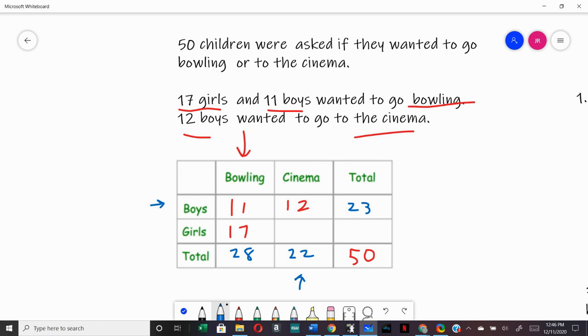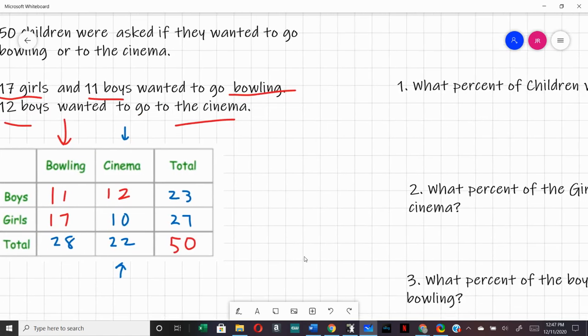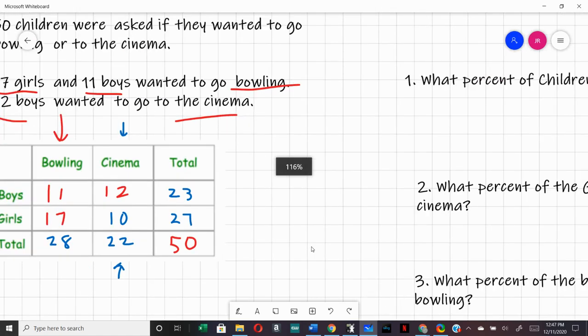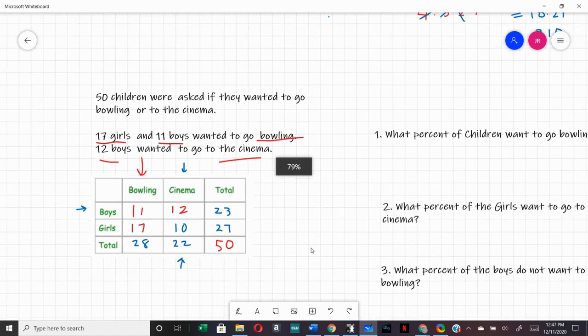And so we can figure out how many girls want to go to the cinema by a little subtraction. We can work in this column. 12 plus what is 22? Well, that's 10. And so then that means that we have 27 girls in the survey. So that's our two-way table. So now we're going to use that two-way table to answer some questions. But now how do we answer the questions? Let's zoom out just a little bit so I can see the question and the table.